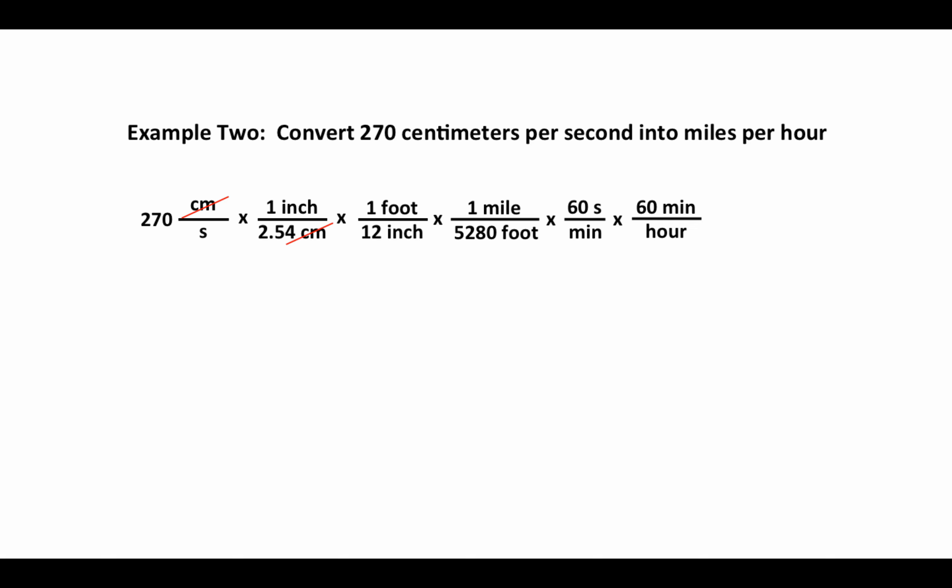I can cancel centimeter, I can cancel inch, I can cancel foot, and that leaves me with mile in the numerator. Over here I have second in the denominator of the first fraction. I can now cancel second, and I can cancel minute, and that leaves me with hour in the denominator. When I multiply this out, I get 6.0 miles per hour. Throughout this video, you'll see hundreds of examples of the use of dimensional analysis to help keep track of calculations.